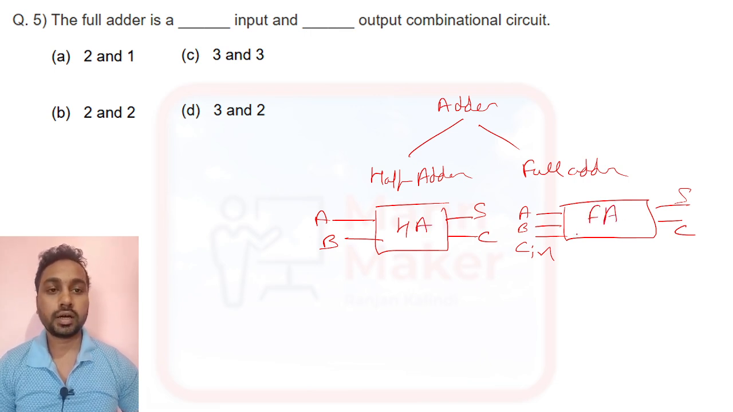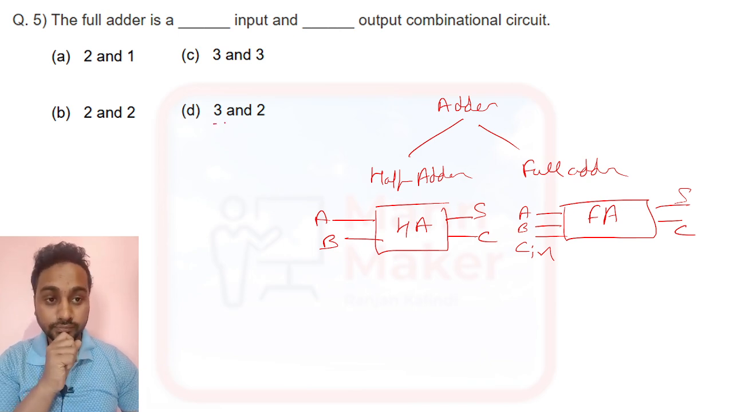So in the question they have asked for full adder. In full adder, three inputs are there and two outputs are there. So option D is your right answer.